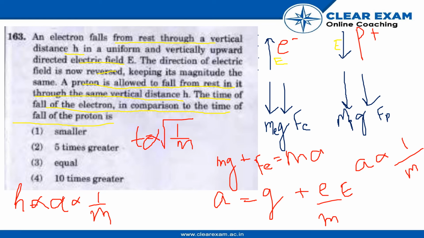Now if you look at that part closely, t is proportional to root 1 by Me for the electron and also proportional to root 1 by Mp for the proton. So that's T1, and let this part be T2. As we already know that the mass of the electron is less than the mass of the proton, hence T1 is greater than T2. So for the question, the time of fall of the proton is smaller.